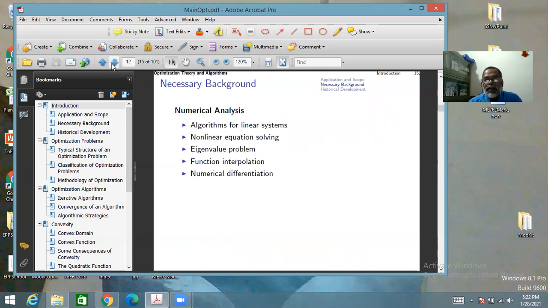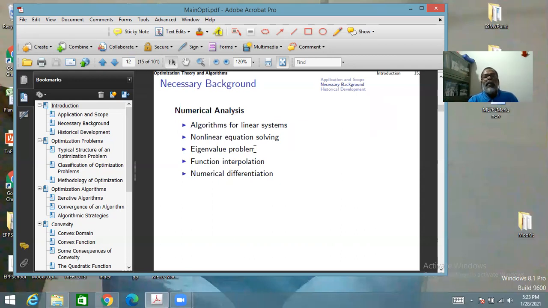Other than these pure mathematics things, what else you need to know? You have to have some numerical analysis background. For example, algorithms for solving linear systems, nonlinear equation solving. Of course, these are going to appear in our course discussion also, but if you have a little prior knowledge, then you will appreciate them better. Then eigenvalue problem, it is not necessary that you know how to solve them actually, on your own.